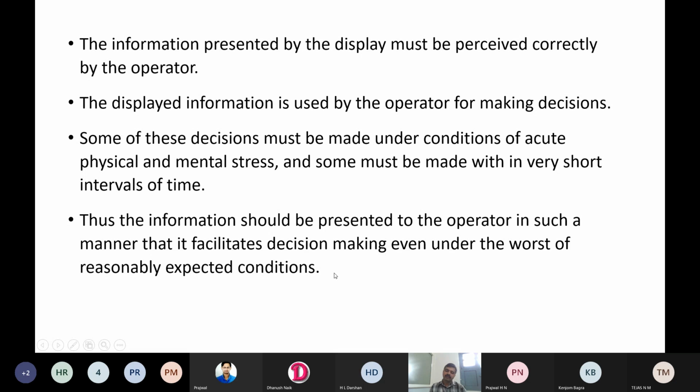Like if you are driving a car, if there is a possibility of accident, quickly the driver must be able to give input. Quickly he must be able to realize how to reduce speed, how to stop the car. So how we should be able to interact with the vehicle, that you should know, and that should be easily understood by the person who is driving the car.